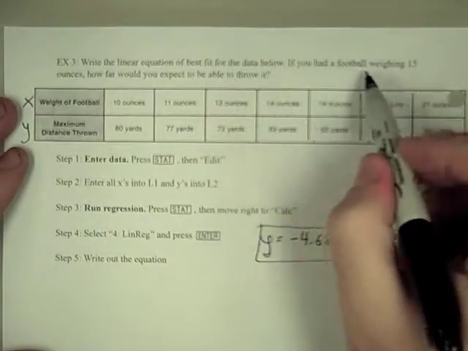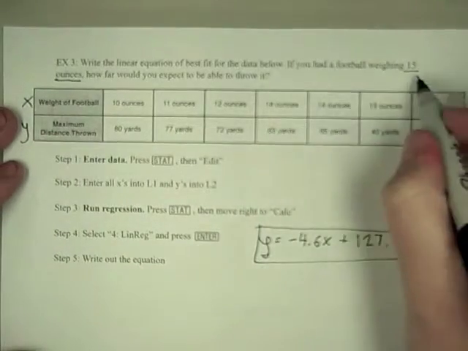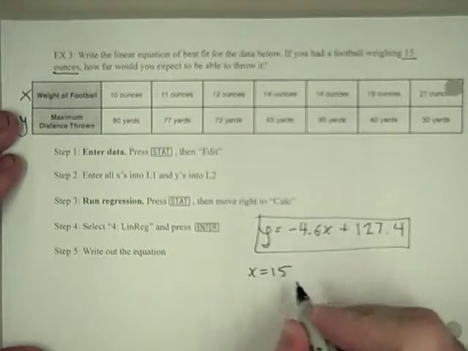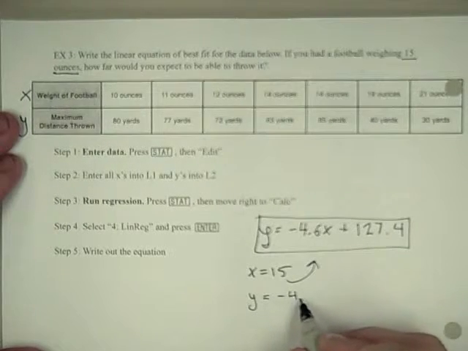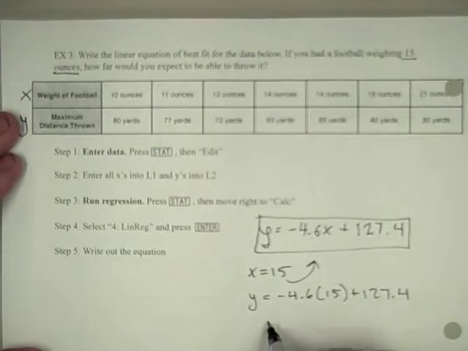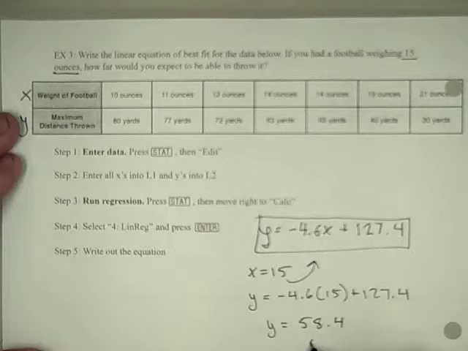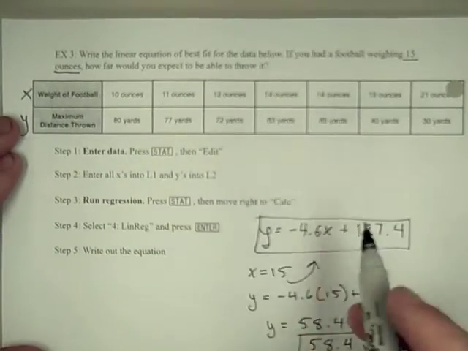Reading the rest of the problem, it asked me to make a prediction. If you had a football weighing 15 ounces, how far would you expect to be able to throw it? Again, 15 ounces is the weight of my football. That's my x value. So x equals 15. If I plug that into the equation, I get negative 4.6 times 15 plus 127.4. And y equals, if you plug that into your calculator, 58.4. So 58.4 yards. Notice I took the units from my y values. I took those units right there.